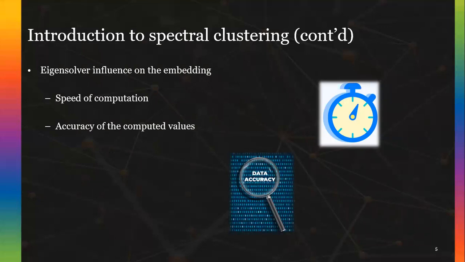In this computation pipeline, the implementation of the eigensolver influences the 2 aspects that are the subject of this study. The first aspect is the speed of computation of the spectrum, while the second aspect is the accuracy of its values, which can affect the accuracy of the final clustering results of this technique.